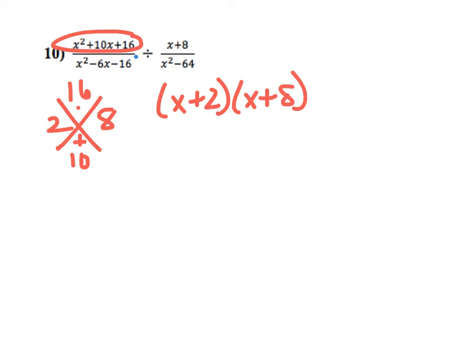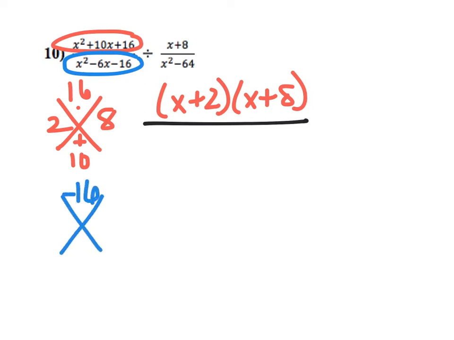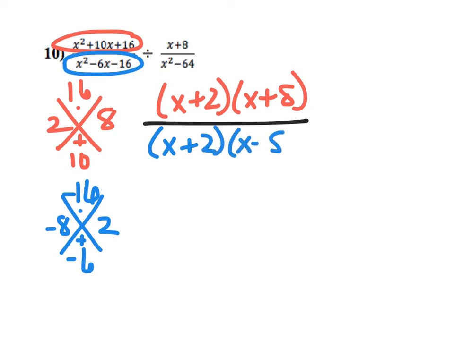And then for the bottom, we're also going to do the x method. This time I want something that multiplies to negative 16 and adds to negative 6. So it's going to be negative 8 and a positive 2. So on the bottom we have x plus 2 times x minus 8. Again, we're still dividing, and then we want to simplify the second half. My x plus 8 is just going to stay on top. If you want, throw it in parentheses, that whole thing travels together.